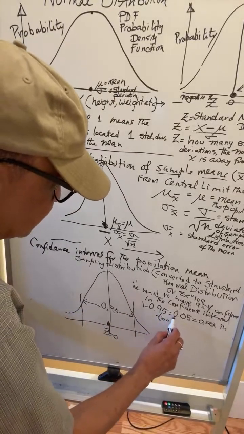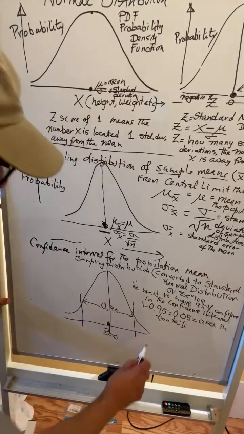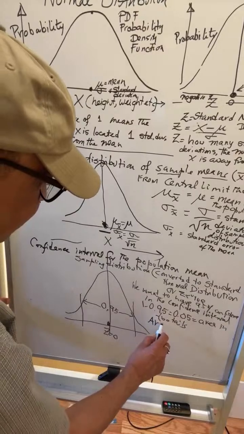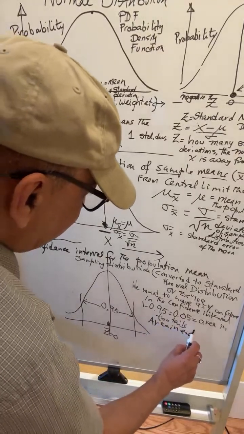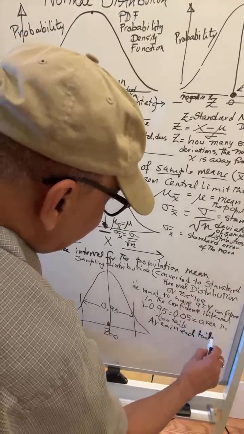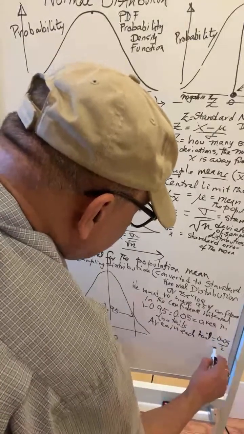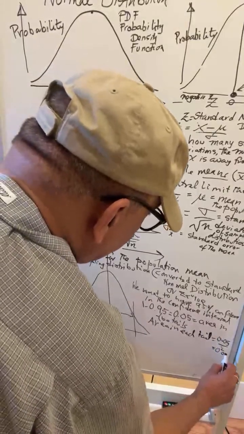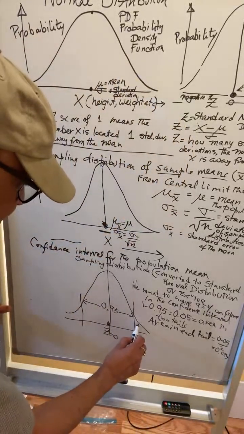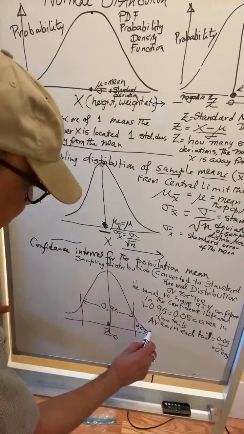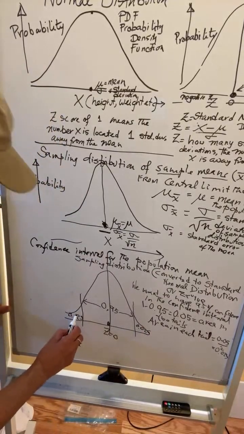Now we all know normal curves are symmetric. So the area in each tail is 0.05 divided by 2, which is 0.025. This tail area is 0.025, and this tail area is 0.025.